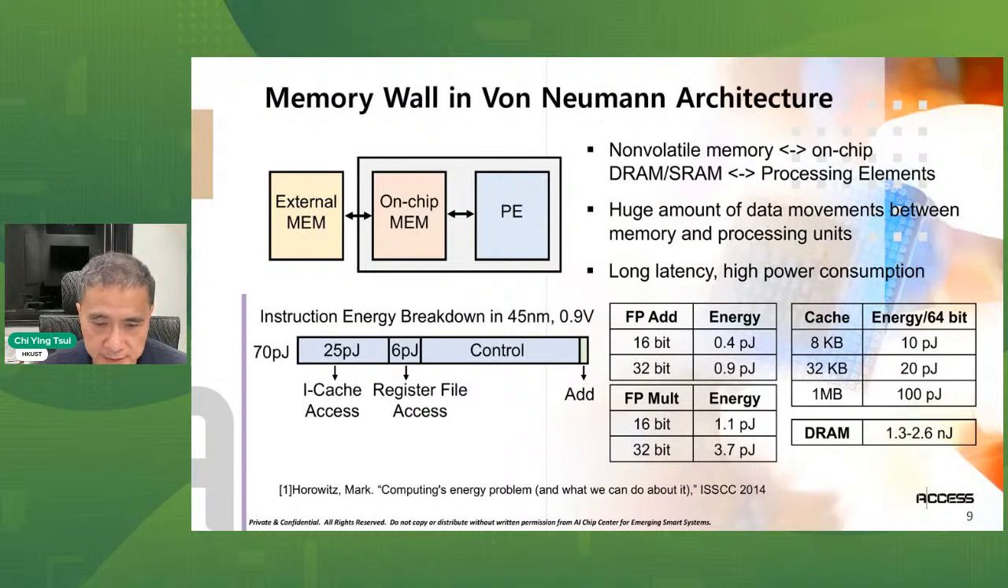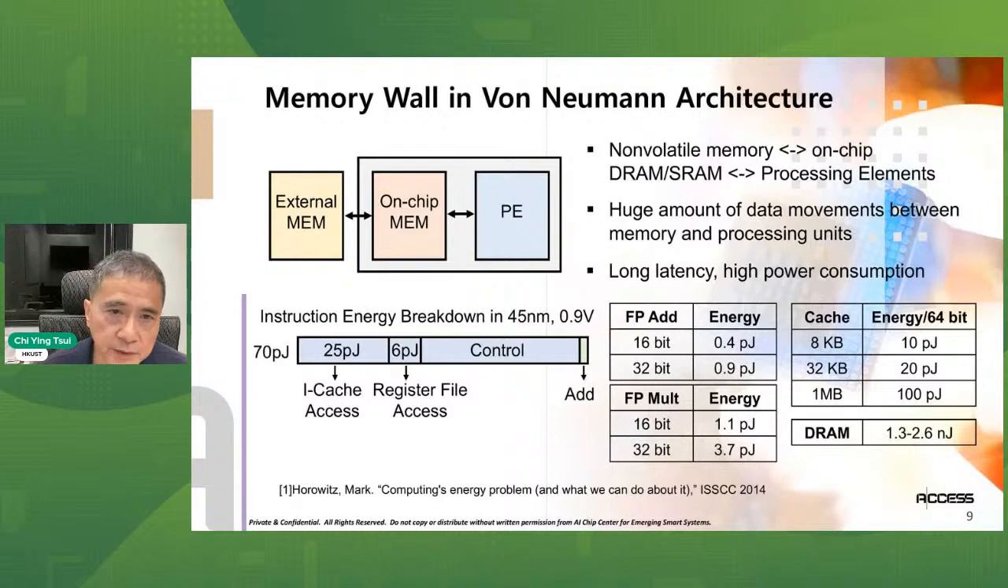These are some numbers quoted from a paper by Mark Horowitz from a few years ago. We can see that with von Neumann architectures, the energy is mainly spent on the movement of the data from the memory to the processing element. Depending on the size of the memory, it can be up to two orders of magnitude bigger than the operations required for the convolutional neural network computations. For DRAM, it's even worse.